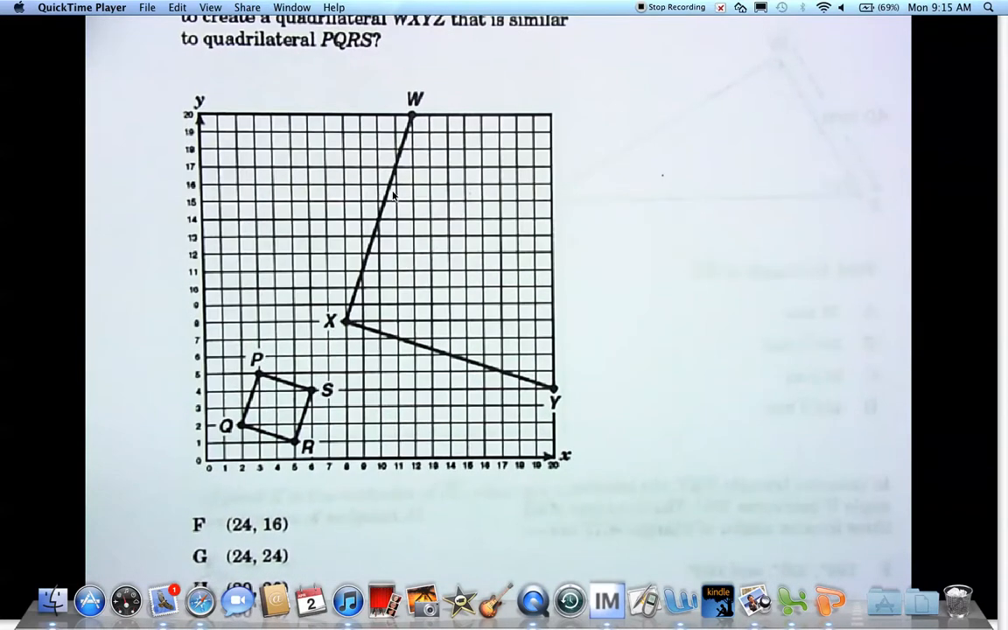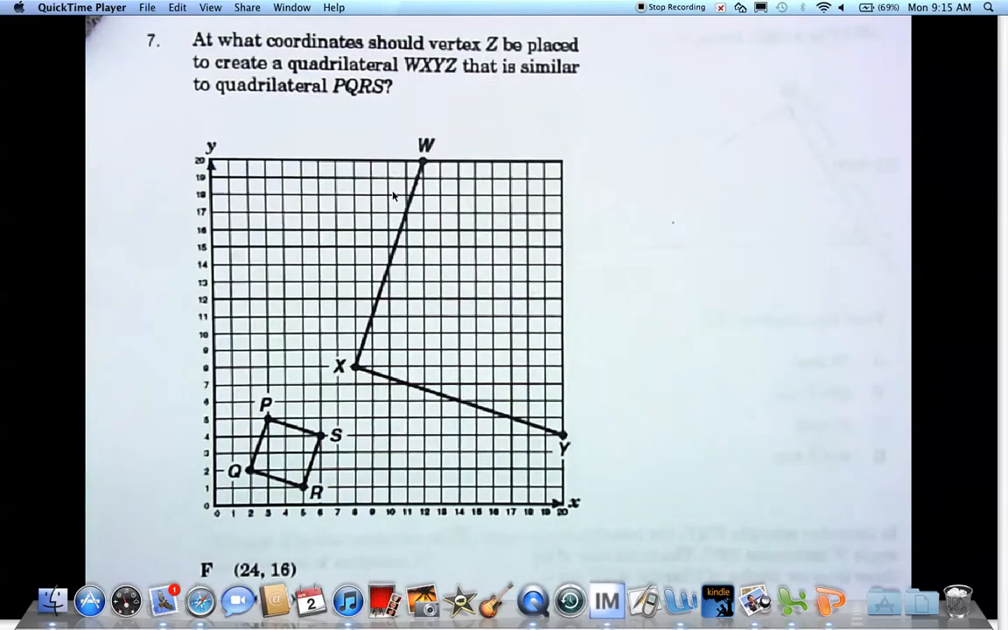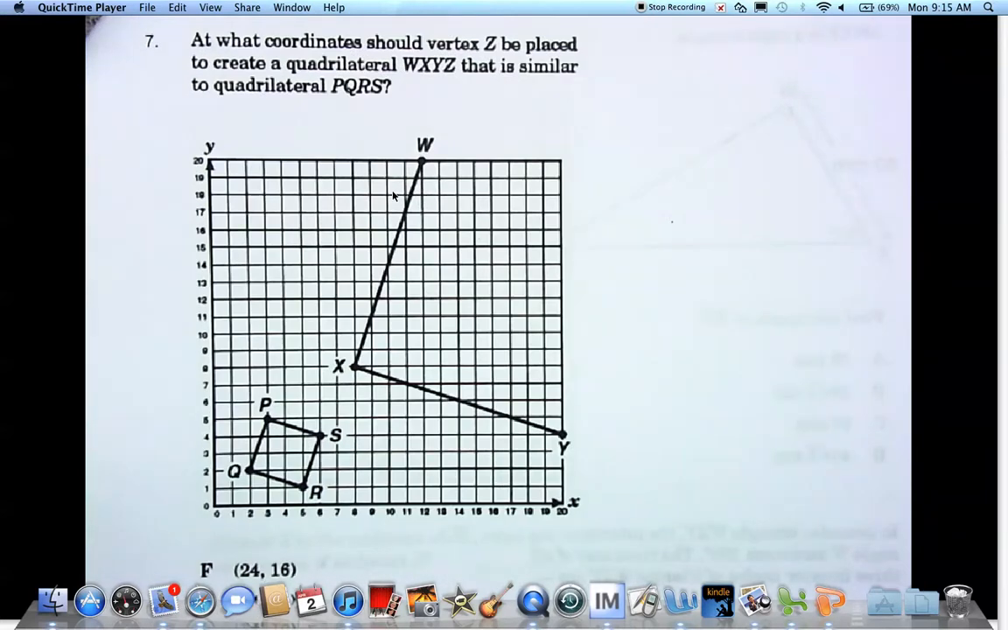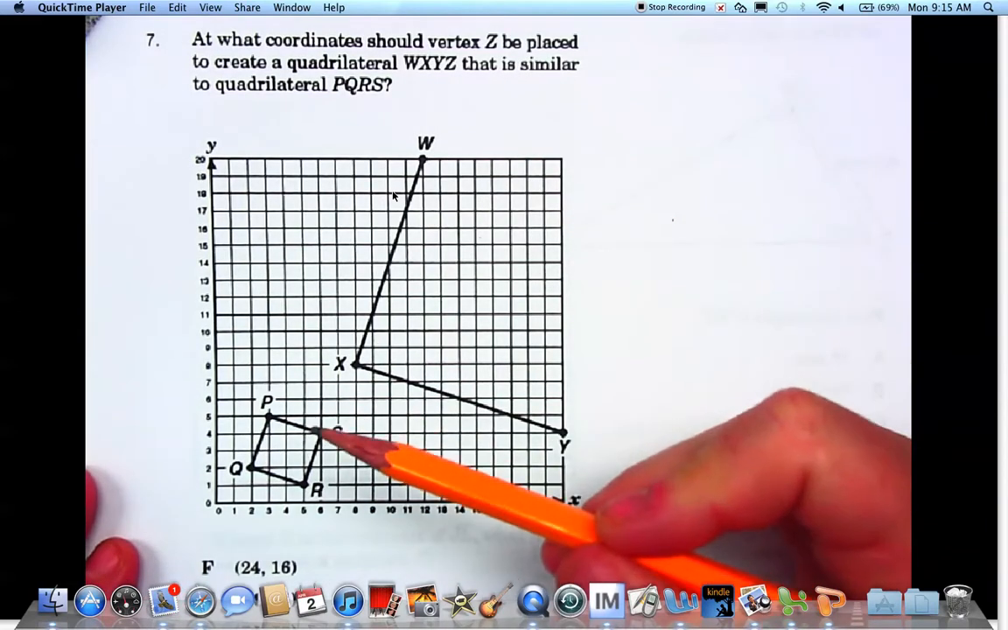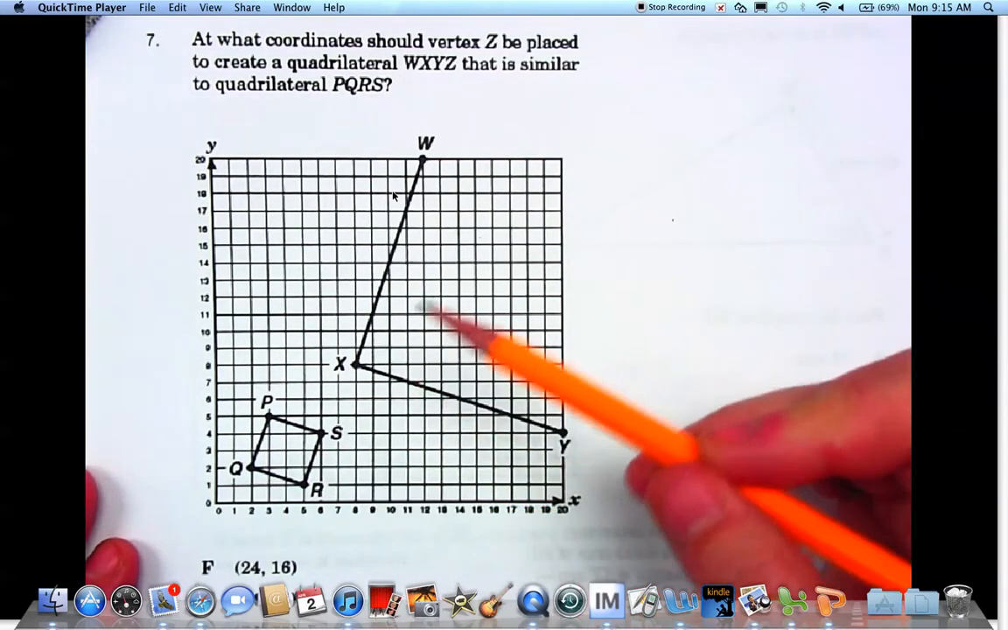Okay, at what coordinate should vertex Z be placed to create quadrilateral WXYZ that is similar to quadrilateral PQRS? What's a quadrilateral? Just four sides. They don't have to be equal. A regular quadrilateral would be equal. Similar means they have the same shape but different size.